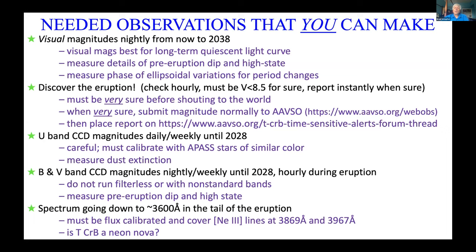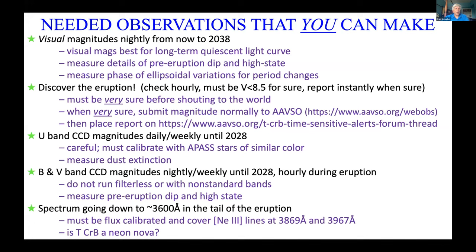Let me tell you to be careful on this. U-band photometry is hard. It's hard to do well. Let me tell you a primary trick. It's just ordinary CCD photometry, but you must use the APASS stars with their calibration in the U-band, and the comparison stars you use must have similar colors to T CrB. As long as you get that trick, you should have good U-band CCD photometry. And you'll be doing something that the pros aren't doing, and actually not even many amateurs are doing.